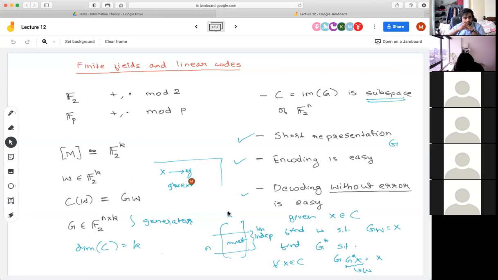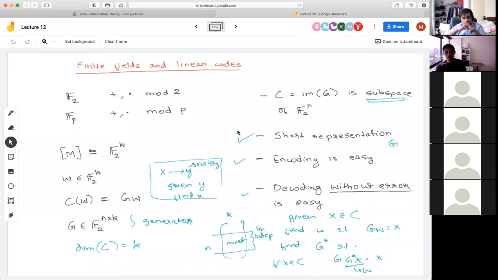So the task of noisy decoding can also be changed a little. Given Y, find X. Y is noisy. That is not necessarily easy. That's the whole game.